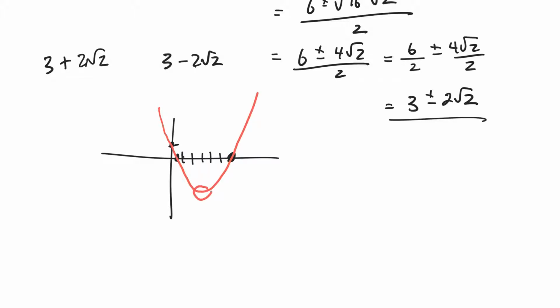If I wanted to figure out what that vertex was, I could use that vertex formula, minus b over 2a, like we did on the other question. But they didn't ask for it on that question. Okay, hopefully that helps you with those two.